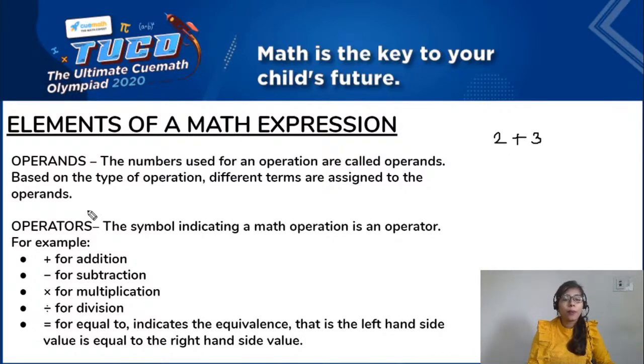Okay. Coming to operators, the symbol indicating a math operation is an operator. For example, plus for addition, subtraction, multiplication, division, equal to. I'm sure that all of you must be aware of all these basic things. So as we took an example of 2 plus 3, this plus indicates that it's an operator. So whenever you have this combination of operands and operators, your mathematical operations come into picture. Okay. I'm sure that all of you must have understood this.